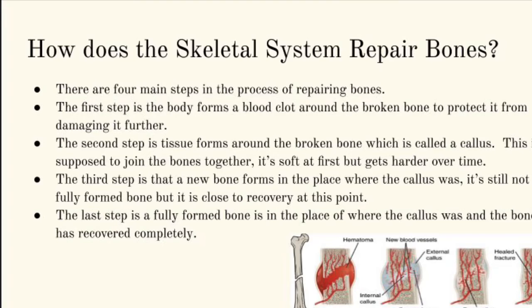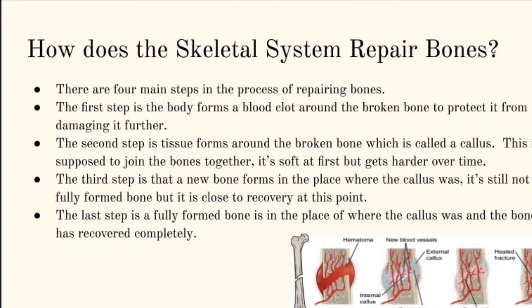The first step is that the body forms a blood clot around the broken bone to protect it from damaging it further. The second step is tissue forms around the broken bone, which is called a callus. This is supposed to join the bones together, and it's soft at first, but it gets harder over time.